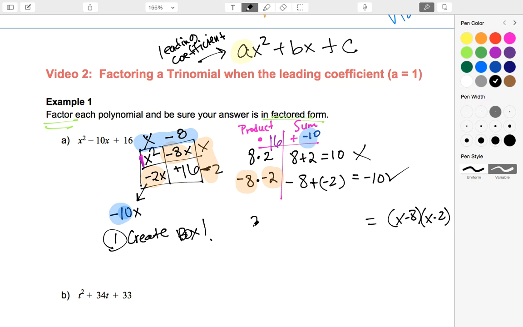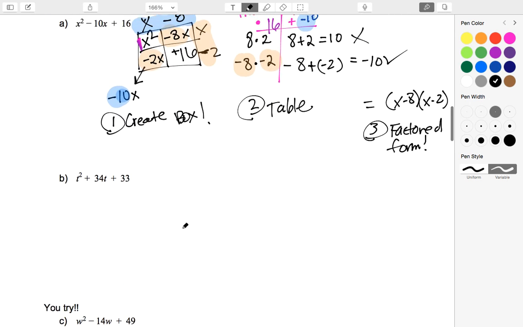So essentially there are 3 steps to this. 1, you want to create a box. 2, you want to create a table. And then 3, you want to make sure your answer is in factored form. All right, so let's move on to the second example.